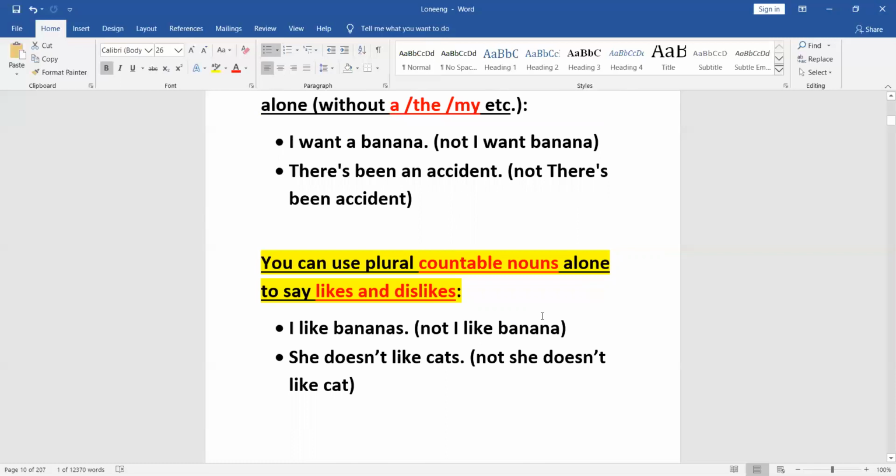You just have to say, I want a banana, if you want one. Or you can say, I want bananas. Generally, if you want many, then you can say, I want bananas. There's been an accident. You cannot say, there's been accident. So you have to use an article here to specify how many accidents there were.